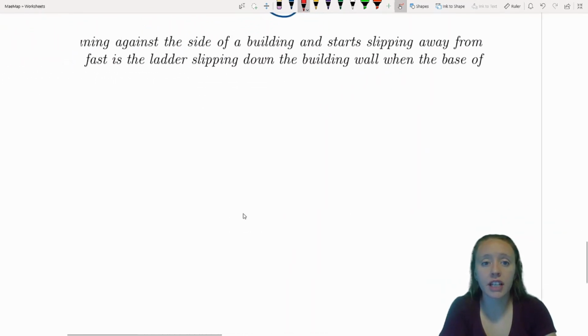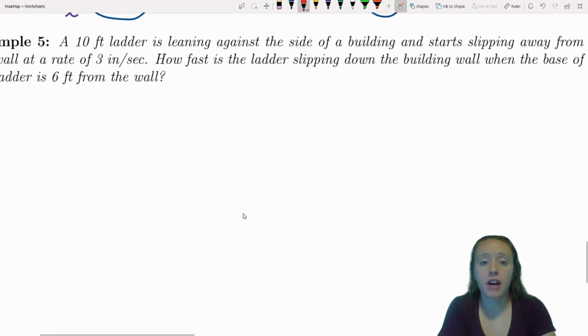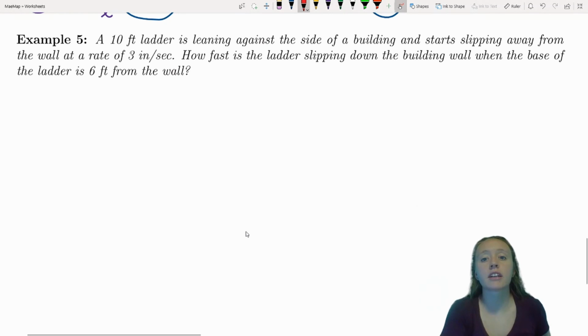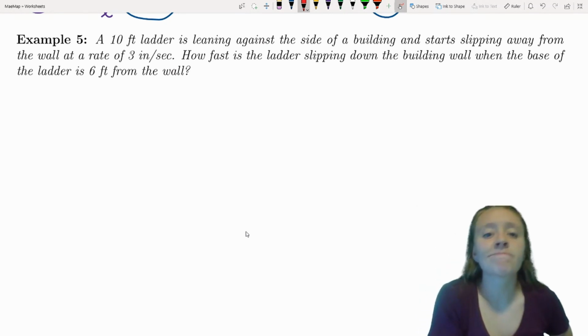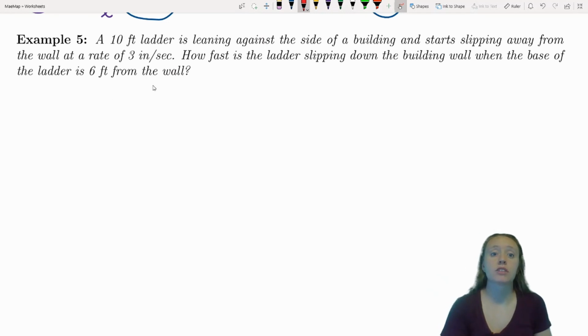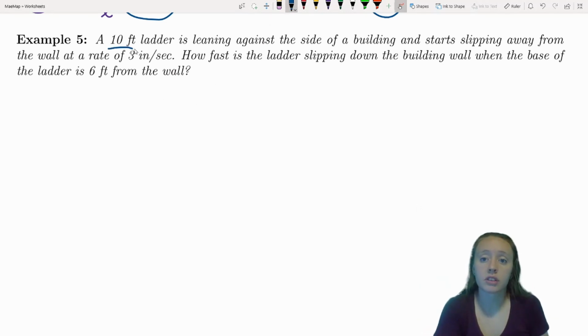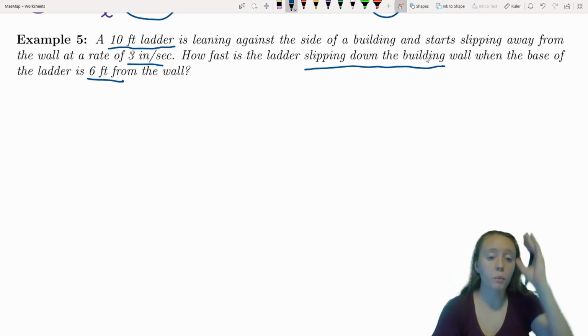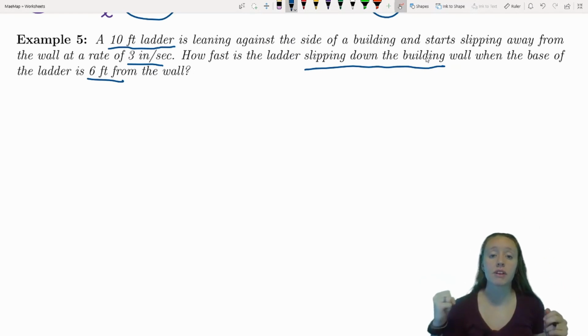And now, finally, onto the last problem on this worksheet, example 5. In example 5, we have a 10-foot ladder leaning against the side of a building, and it starts slipping away from the wall at a rate of 3 inches per second. So that base starts slipping away from the wall at 3 inches per second. How fast is the ladder slipping down the wall when the base is 6 feet from the wall? So we're trying to figure out how fast the ladder is slipping down the wall itself when the base is exactly 6 feet from the wall.